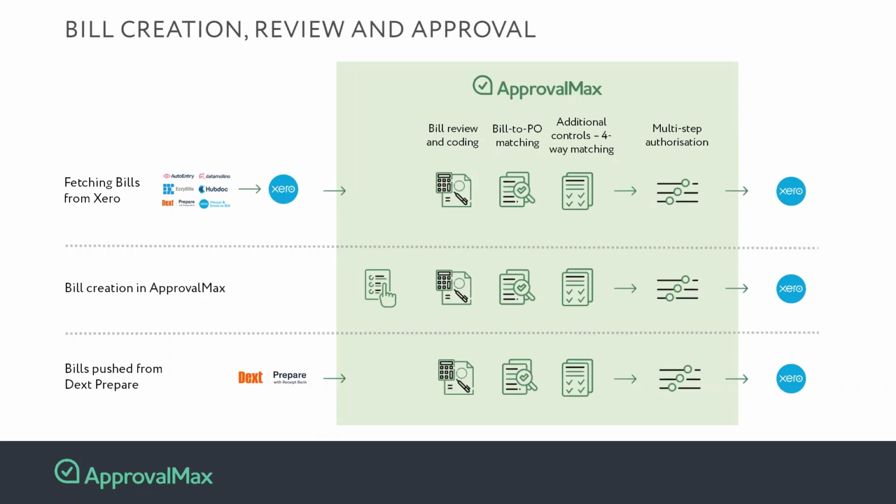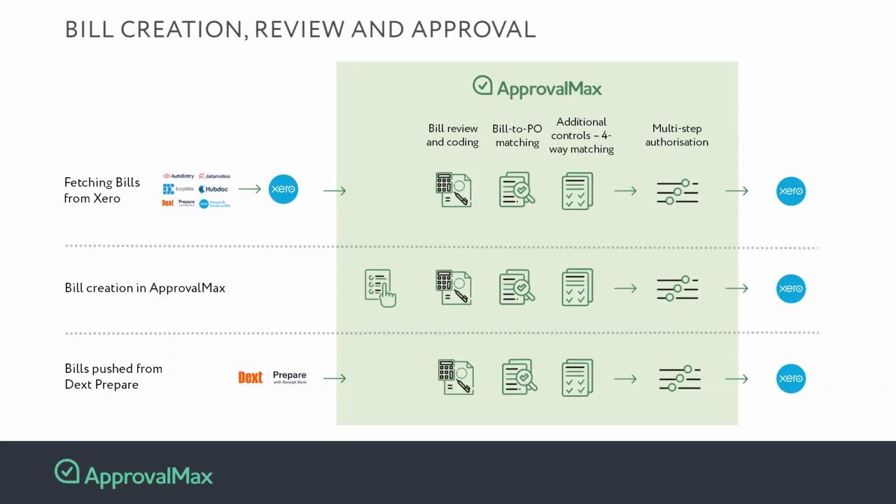The OCR extracts data from the incoming invoice and pushes that data to Xero. Once the invoice is in Xero, it's time to get it authorized. ApprovalMax picks up the bills from Xero, which are in status awaiting approval, and then starts a workflow for them by applying rules and notifications.